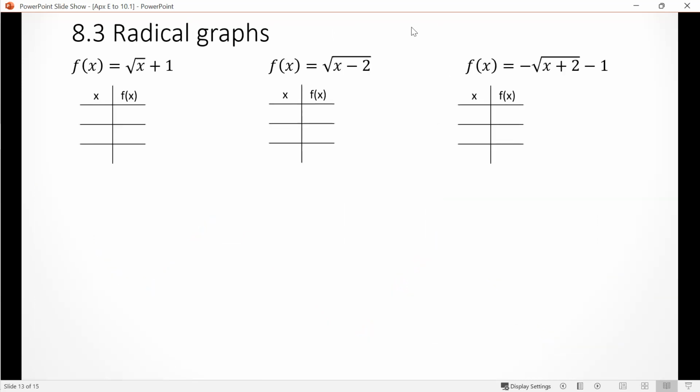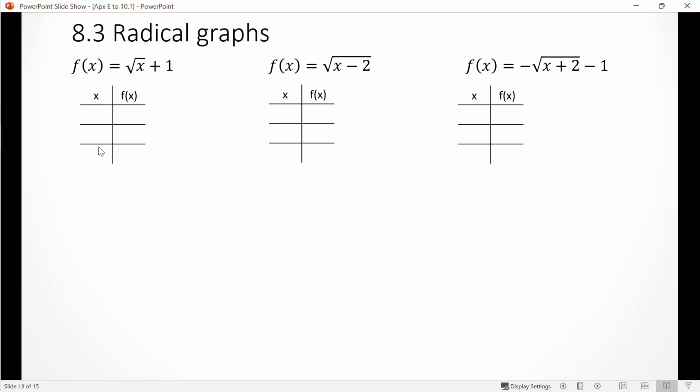Now let's take a look at a few radical graphs. Radical graphs are a little bit different in that we need to really think about the smallest value that we can plug into our radicals, because you cannot have negative numbers inside of a square root. So in our first example, f of x equals square root of x plus 1. The smallest value that can go under this radical is going to be a 0. So the smallest value x can take on is 0. So we're definitely going to want to include a 0 for x.